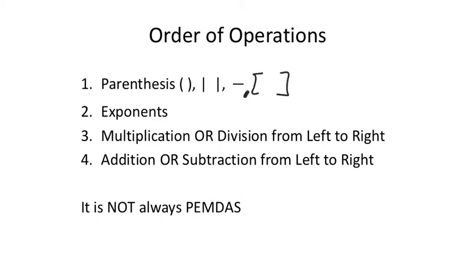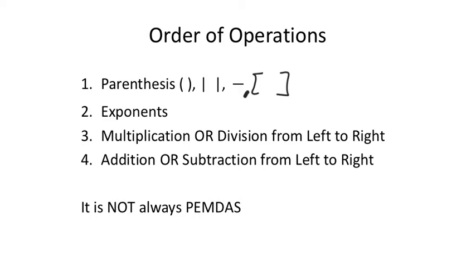Okay, so we're going to see those square brackets today, but not the absolute values, although they are treated as though they are parentheses. So it goes parentheses first. You got to look for any parentheses first. Then you would look for exponents. Then you would look for multiplication or division from left to right.